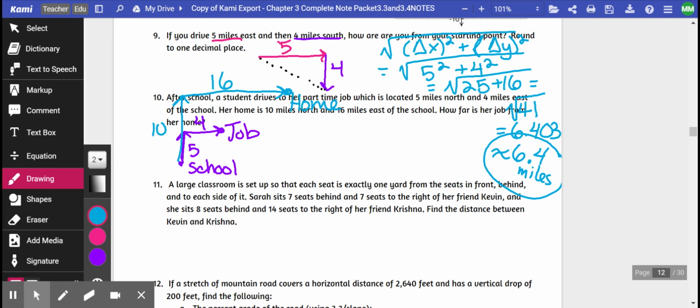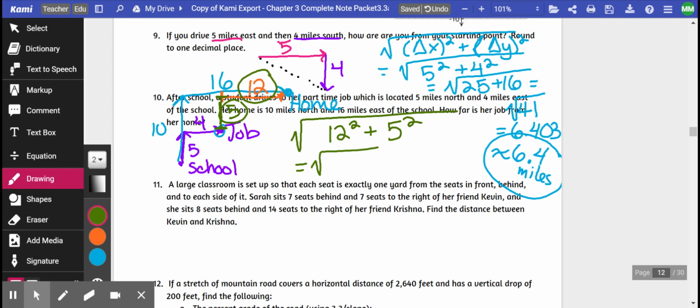So it wants us to figure out how far her job is from her home. So we want to find what this distance would be. That distance would be the 16 without the 4, so that would be 12. And then this distance right here would be 10 without the 5, so it would be 5. So we're going to use 12 and 5. So the change in x would be 12 squared. The change in y would be 5 squared. So we have 144 plus 25. We get 169, which is 13 miles.